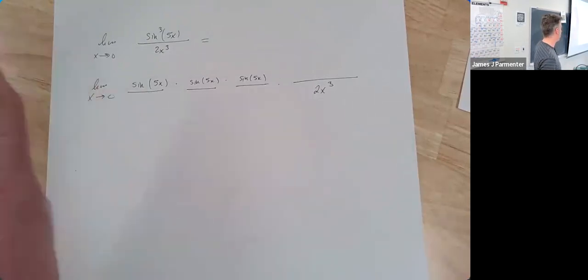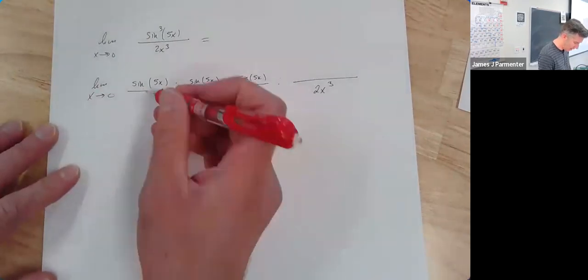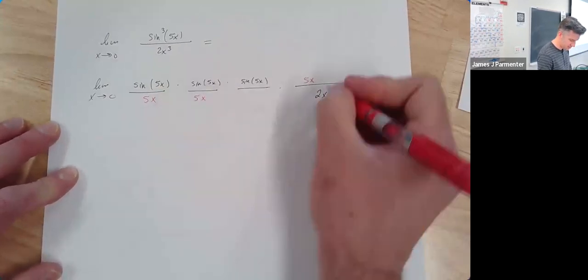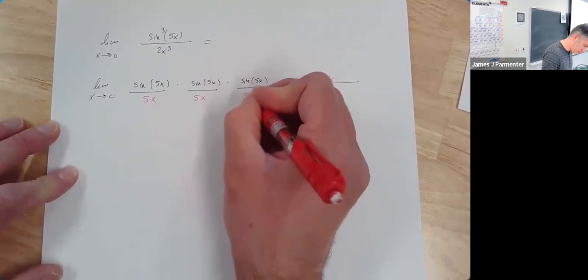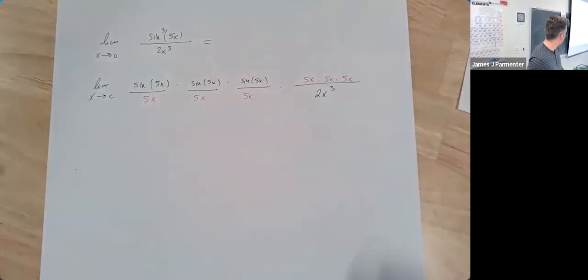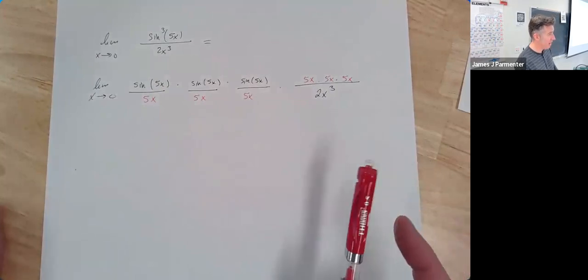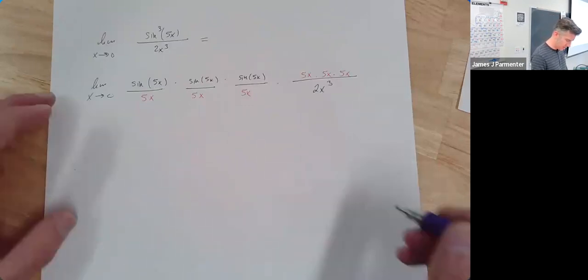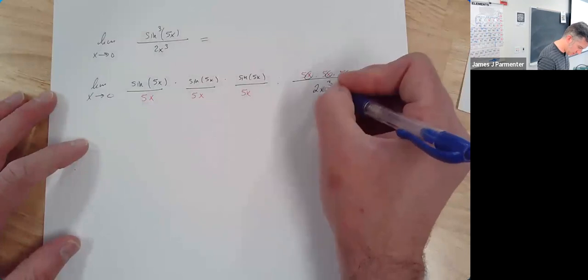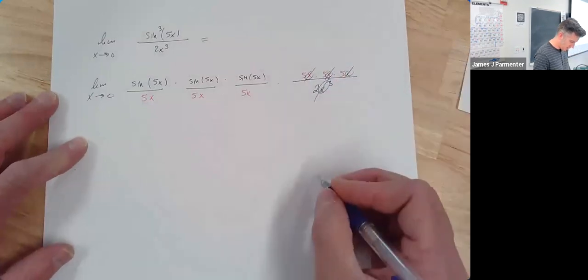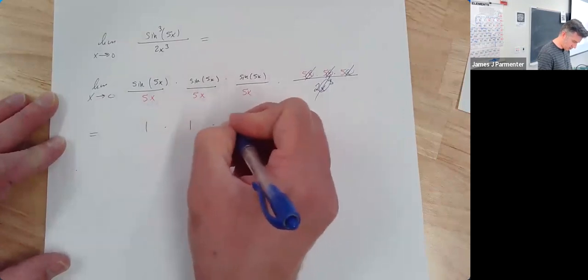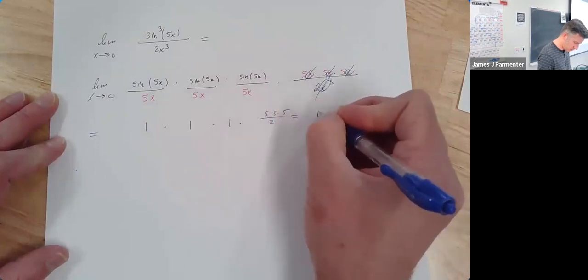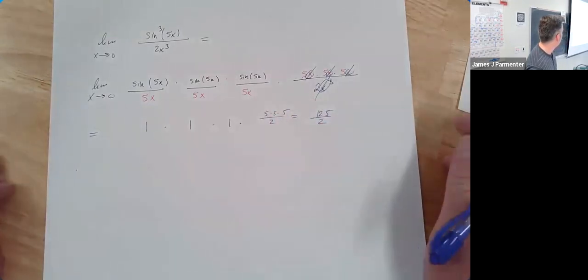And now I'm going to fill in the parts I need to fill in. Of course, beneath sine of 5x, I want 5x. Beneath that sine of 5x, I also want a 5x. And beneath the third one, I also want a 5x. I would try to do as little writing as possible on this problem. You're trying to move quickly through this exam. So I would probably circle these and say those cancel. And then I'm left with 1 times 1 times 1 times 5 times 5 times 5 over 2. So 125 over 2.